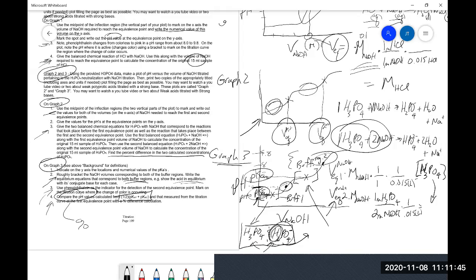Say this one's greater than that one, or maybe do a percent difference between the two and report that as your comparison. So I hope that was helpful.